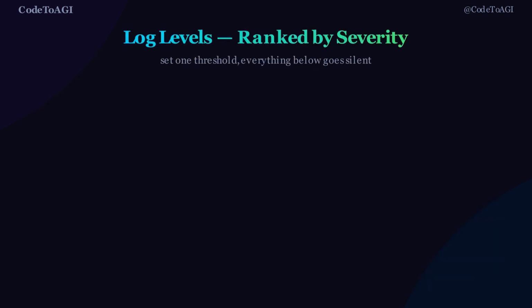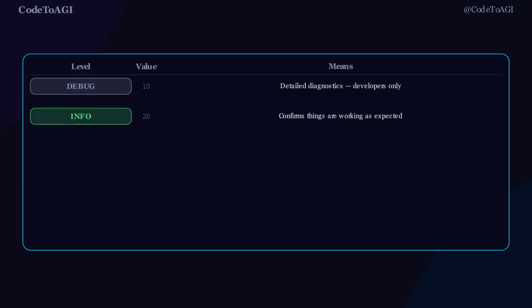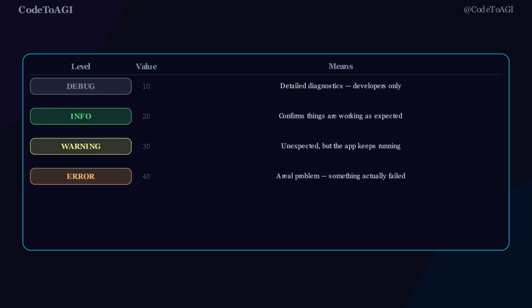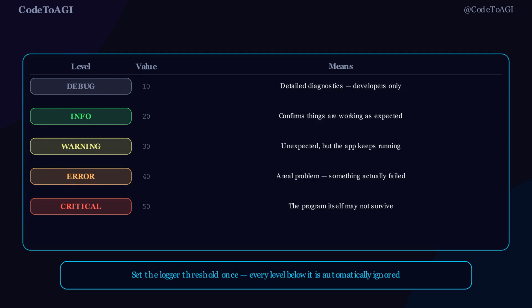5 levels, ranked from least to most severe. Debug, detailed diagnostic info, for developers only. Info confirms things are working as expected. Warning, something unexpected, but the app keeps running. Error, a real problem, a function actually failed. Critical, the program itself may not survive this. Set one threshold, every lower level goes silent.